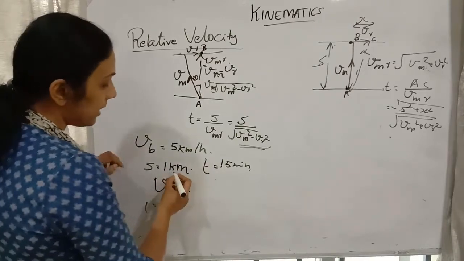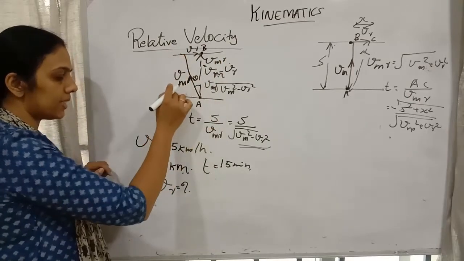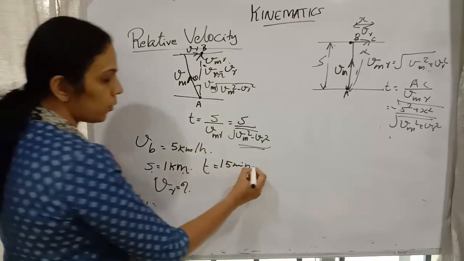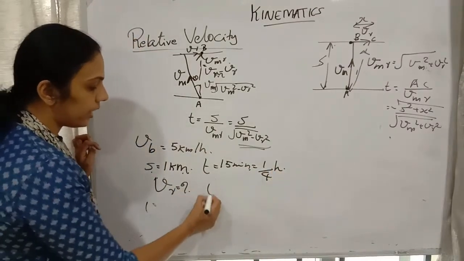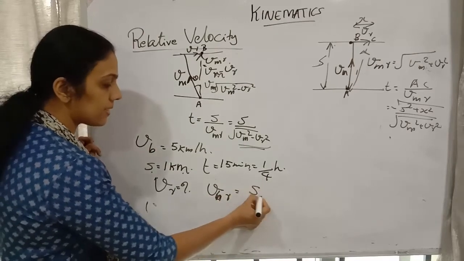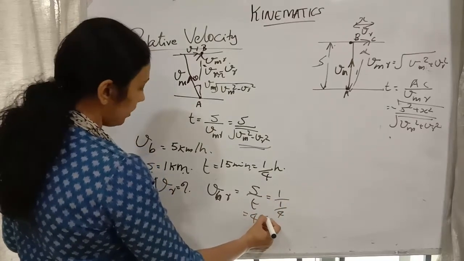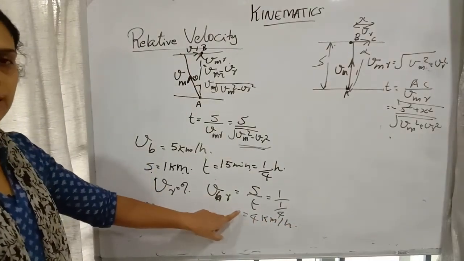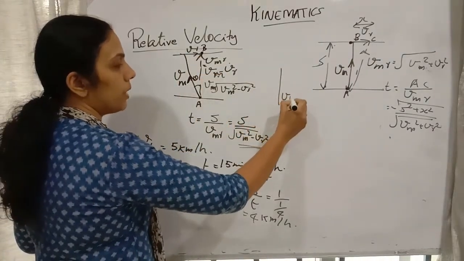Okay, for that, the distance traveled is 1 kilometer along the shortest path, this straight line, and the time is 15 minutes. Here the speed is given in kilometer per hour, so we can convert this into hours, that is 1/4 hour. So the relative velocity of boat with respect to river will be equal to distance traveled divided by time, 1 divided by 1/4, that is equal to 4 kilometer per hour. This is the relative velocity of boat with respect to river. Now, the relative velocity of boat with respect to river will be like this.